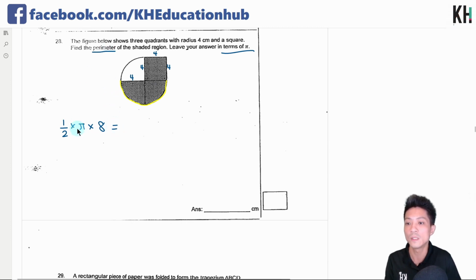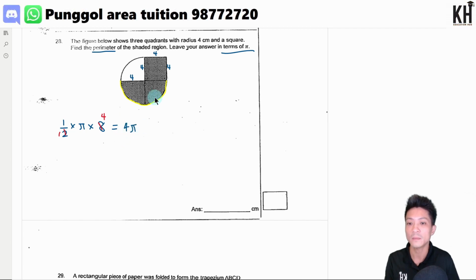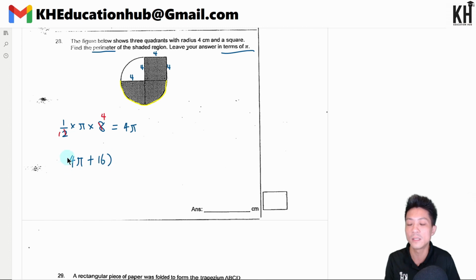Do your reducing, so divide by 2, divide by 2. That will give me 4 pi. So the perimeter will be 4 pi plus 1, 2, 3, 4 straight lines, 4 times 4, which is 16 cm. So that will be the answer.